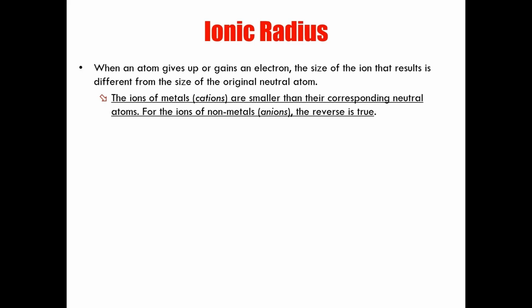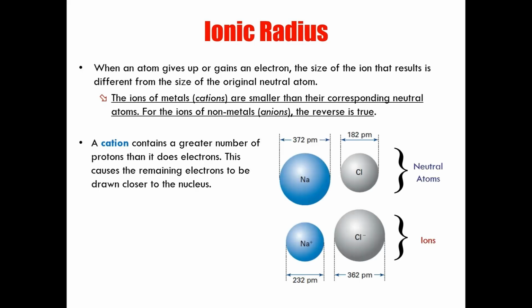Although this may sound a little confusing, it's actually quite simple to understand. When an atom loses electrons to become a cation, it resultantly contains a greater number of protons than it does electrons. This imbalance causes the remaining electrons to be drawn closer to the nucleus. Thus, the radius of the cation is less than its parent atom.